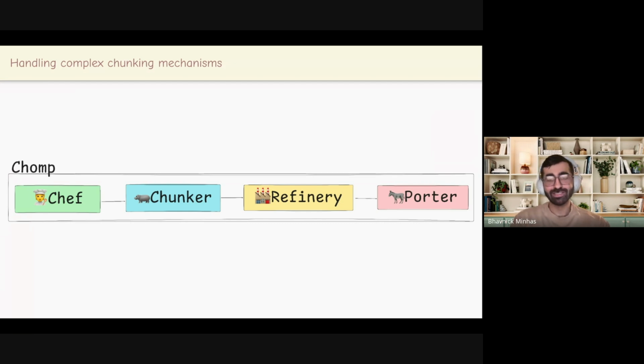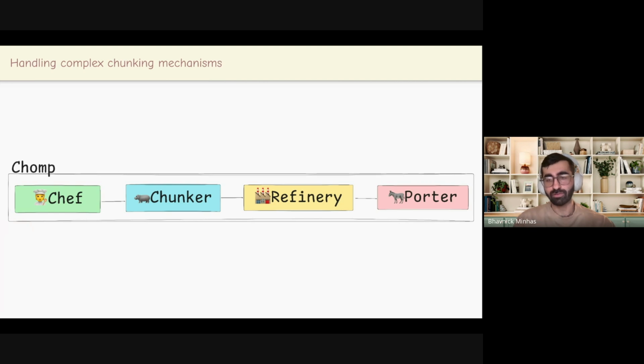Then we have chunkers, then we have refineries. Refineries act similar to the Anthropic post on contextual chunks. They add additional context to each chunk so that recall is improved, and the LLM's understanding is improved from that additional context. Refineries and adding additional context always seem to benefit your system or your RAG, though it does cost you a little because it's at ingestion time. You can live with that cost.